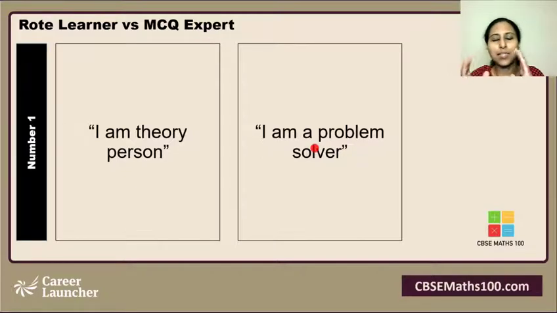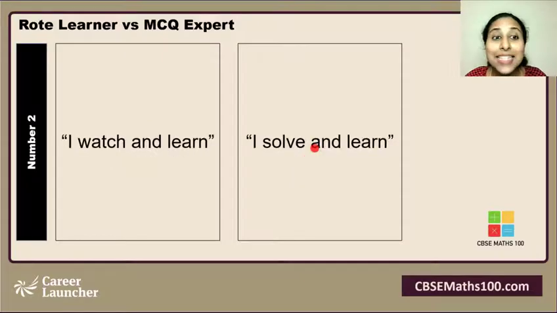See, a person who does learning in the standard way, mostly these are kind of people who prefer theory questions. And in connection with maths, it is people who prefer questions which are very familiar, very similar to what has already been done. But an MCQ expert would be a problem solver. They practice more questions. They try to do it fast and they solve more tests in order to solve these questions quicker. Second thing is, a rote learner would be a person who prefers watching and learning.